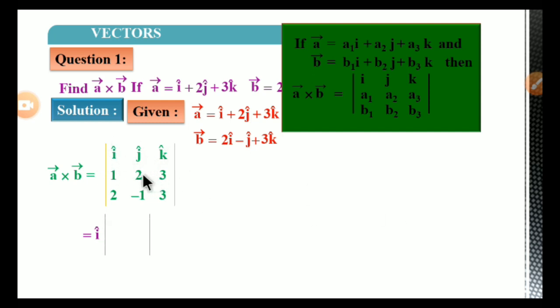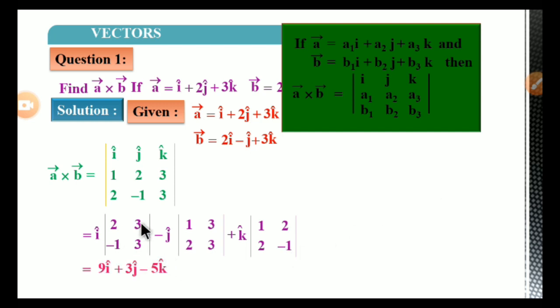i into the bracket, into the remaining determinant, that is 2 3 minus 1 3, minus j into the determinant. Here we can remove this first row and second column, so that the remaining is 1 3 2 3. Similarly, plus k into the determinant, that is 1 2 2 minus 1.